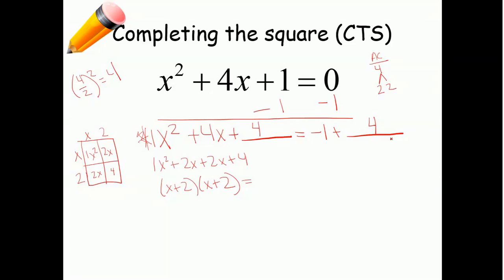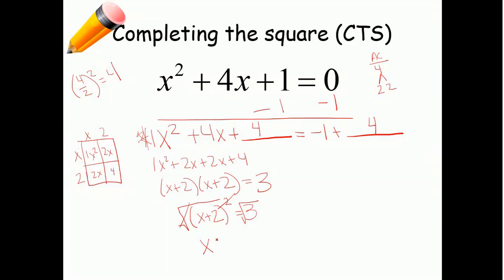equals, and then we can combine this. Negative 1 plus 4, well, that's just 3. x plus 2 times x plus 2, well, a short way to write that would be x plus 2 squared equals 3. Right? Because it's basically saying I'm just going to multiply them together. So now you know how to solve this. x plus 2 squared. You've solved this before. So you're going to square root both sides.